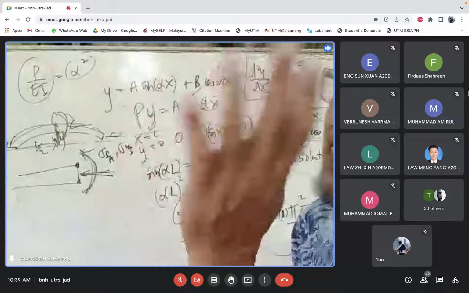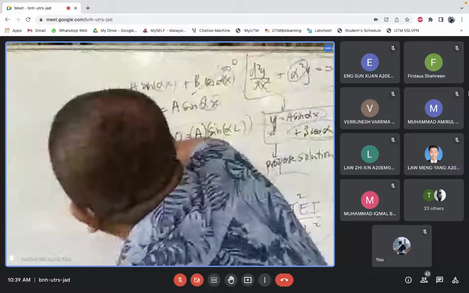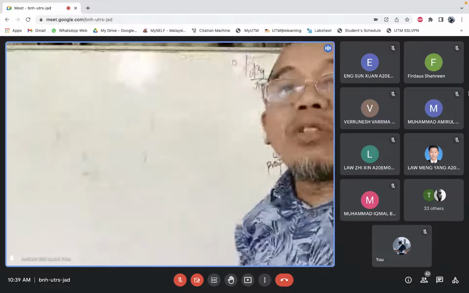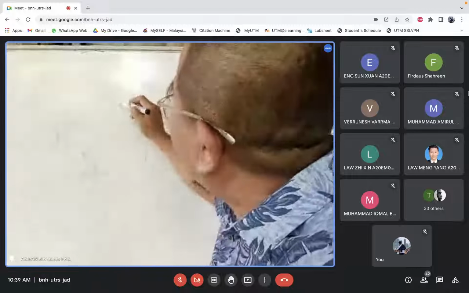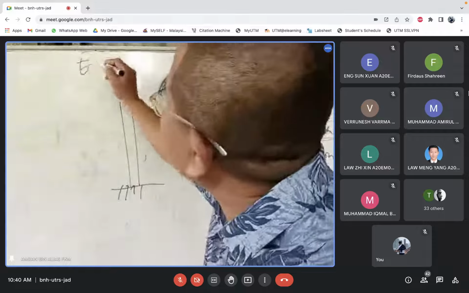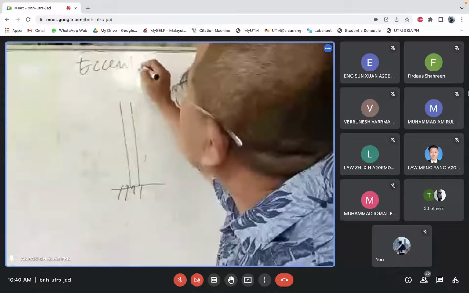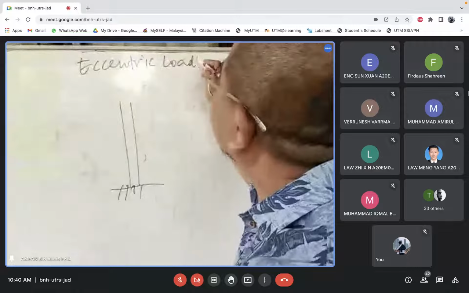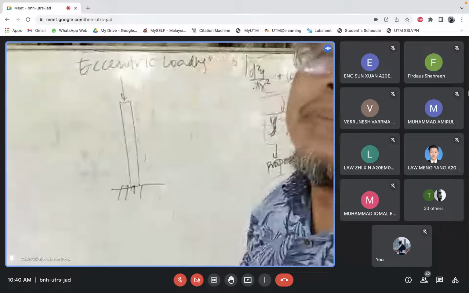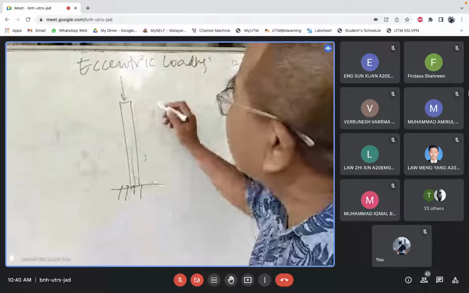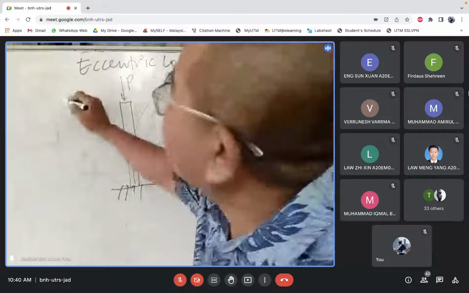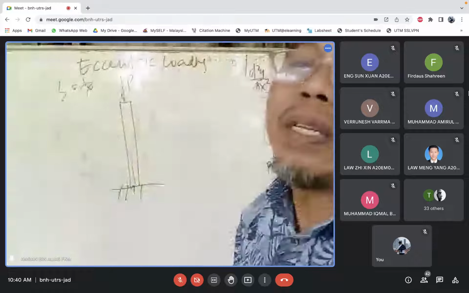Okay, there's another topic. Call it eccentric loading. Put it here. So we have the formula when it starts to buckle, right? Yes. Because beta is equal to 1 over 4, right? Yes.